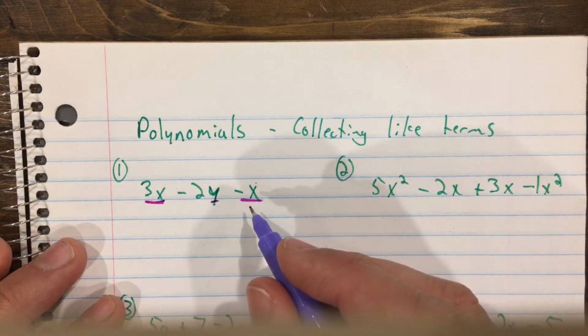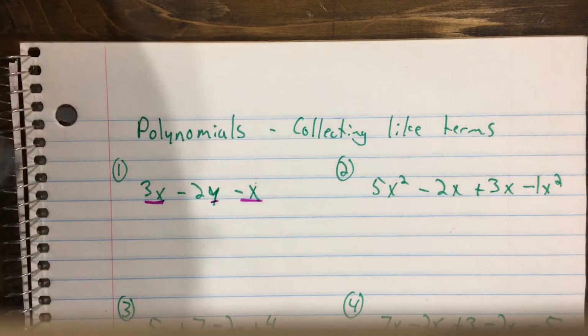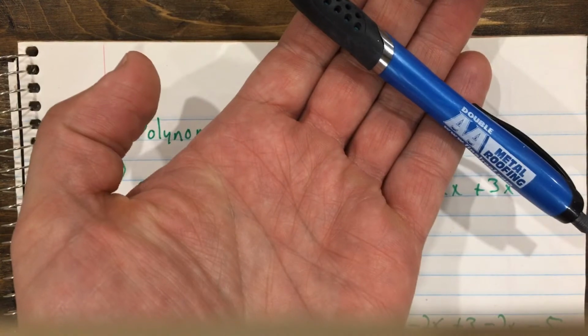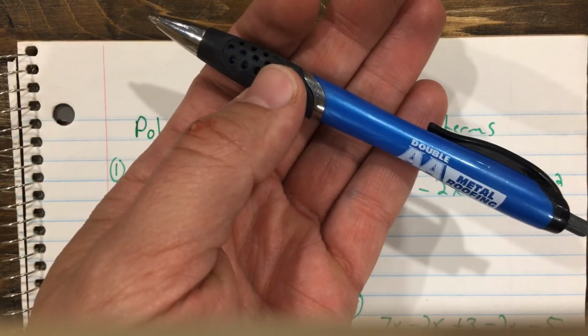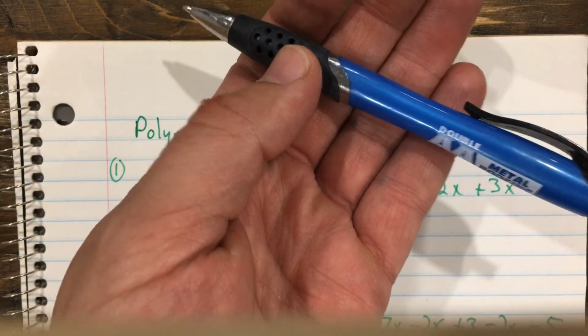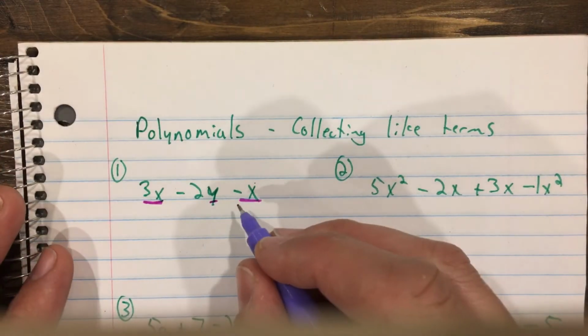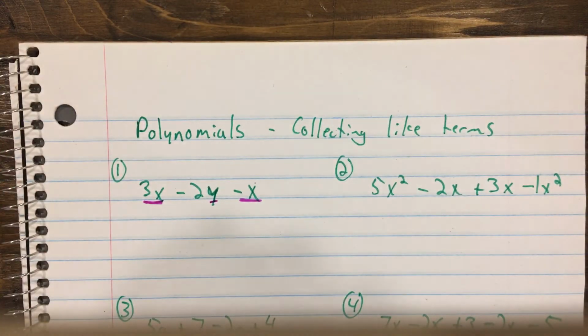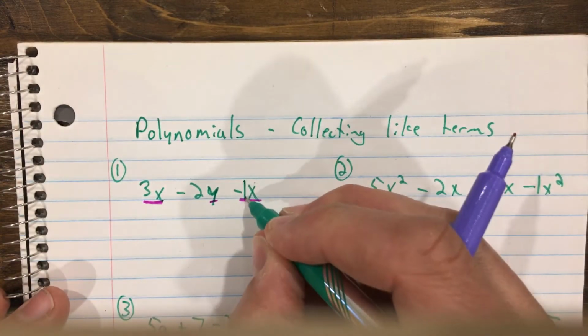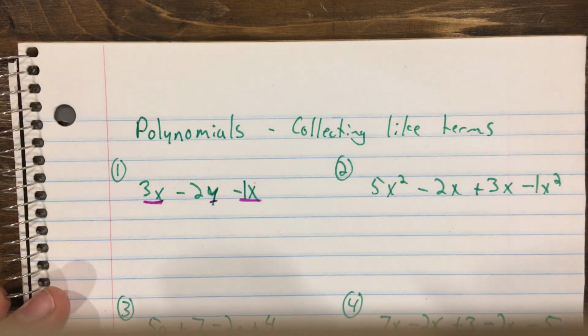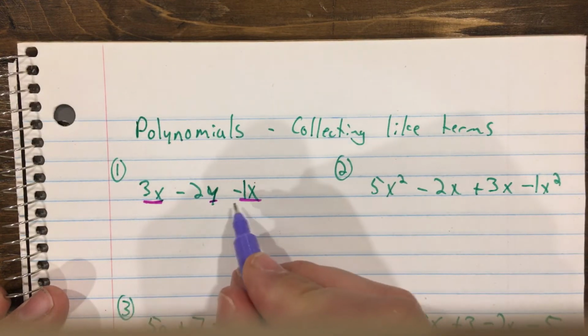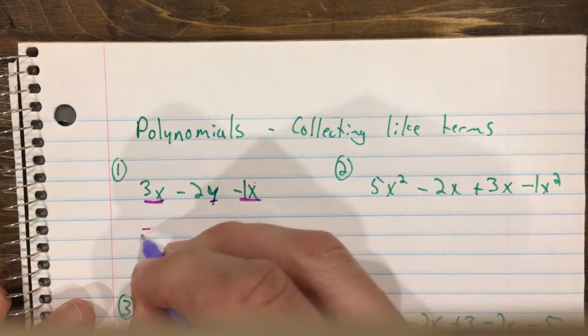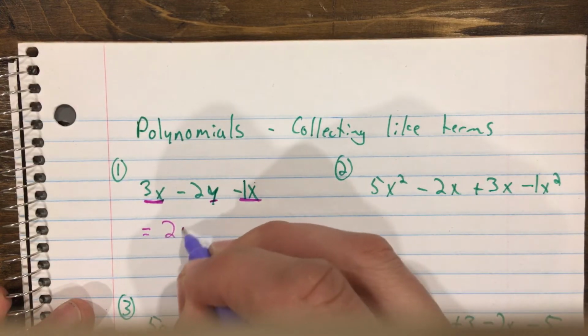If I just have a minus x, it's like saying, for example, here is a pen, okay? I have a pen or I have 1 pen, okay? It doesn't really matter. So if you have minus x, it could be written as minus 1x. So I'm going to collect my like terms there. 3x minus x is equal to 2x.